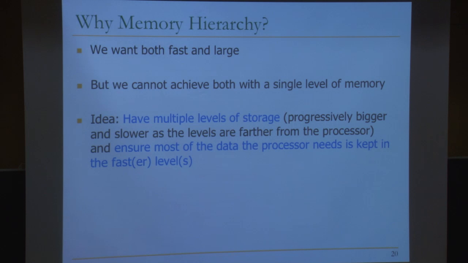The idea is very simple in a memory hierarchy. How do you get both fast and large? Have multiple levels of storage that are progressively bigger and slower as you get farther away from the processor. Once you have these multiple levels of storage, you would like to ensure most of the data that the processor needs is kept in the faster levels, so that you can access it quickly. That's the idea of the hierarchy.